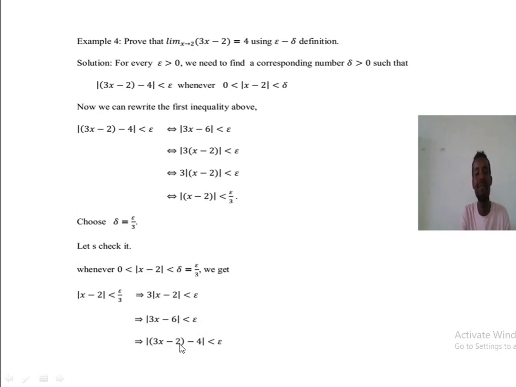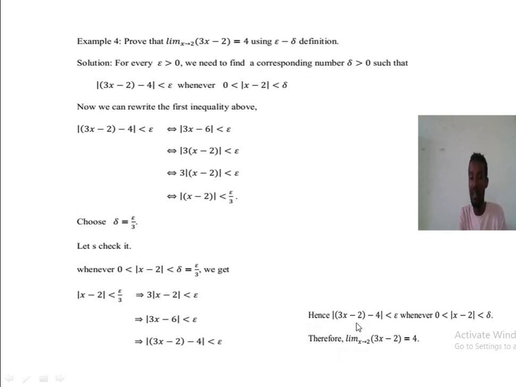But minus 6 is the same as minus 2 minus 4, so that we have absolute value of 3x minus 2 minus 4 is less than epsilon whenever 0 is less than absolute value of x minus 2 less than delta. This implies that the limit of 3x minus 2 as x approaches 2 is 4.